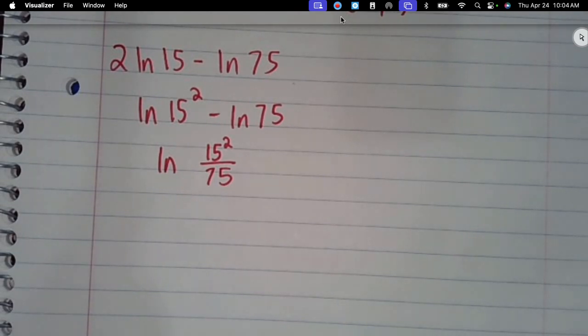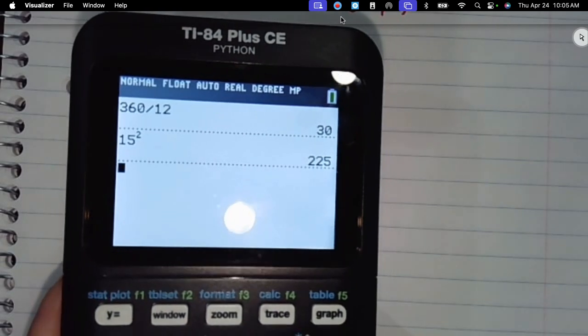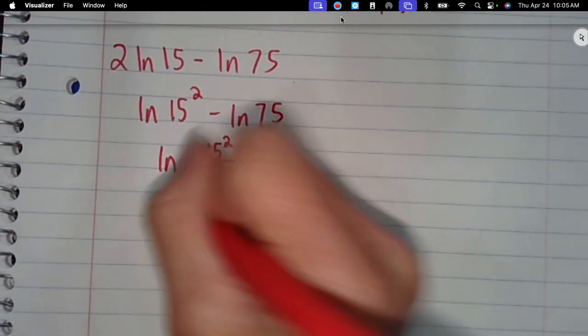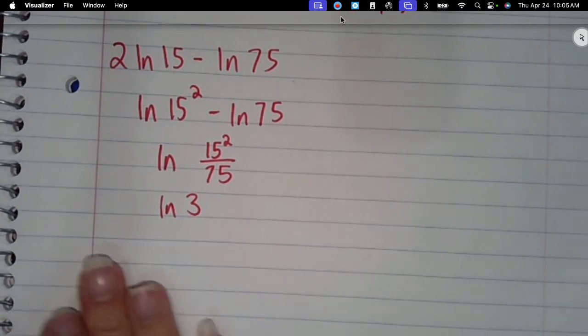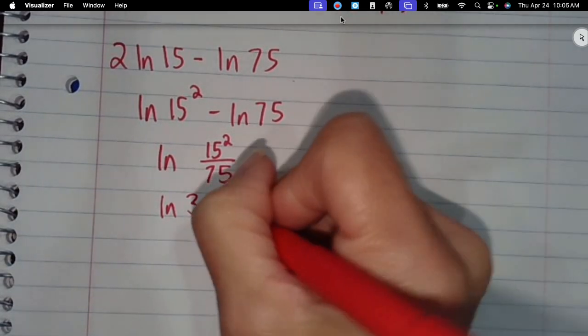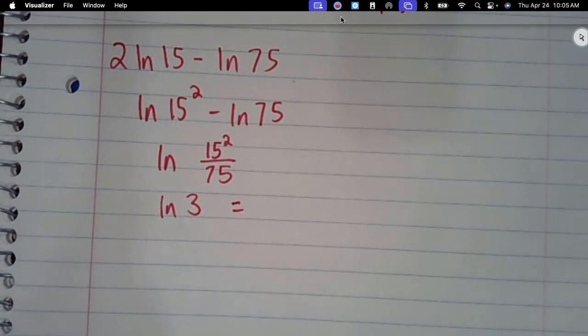I have no idea. Actually, I do. It's in the book, but we'll just put it on the calculator. 15 squared divided by 75. And it is 3. So it's the natural log of 3, which I could put in the calculator, but this is what it wants. The directions said write it as a single natural logarithm, so that's all I want. If I wanted the answer, I could plug it in my calculator. There's a button, but I don't. Is everybody okay with that? It's the same thing we've been doing over and over.